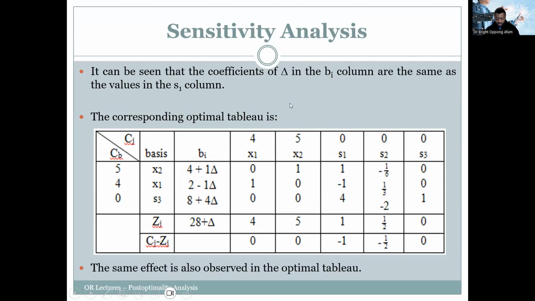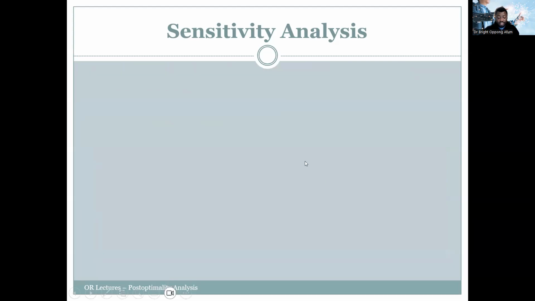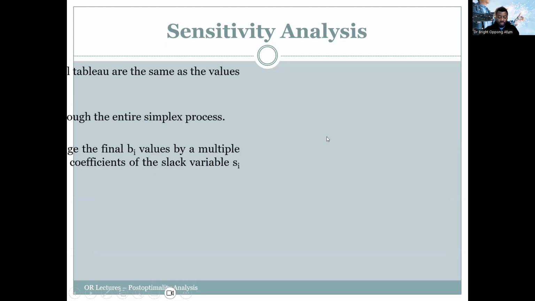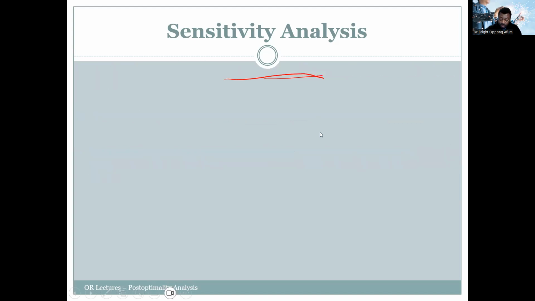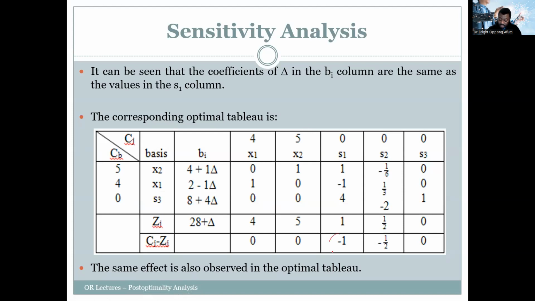So the same effect is also observed in the optimal tableau, where we have the change occurring in the BIs. So this is how we go about it. In effect, the coefficients of the change in the final tableau are the same as the values in the S1 column. What are the values in the S1 column? We can see here.